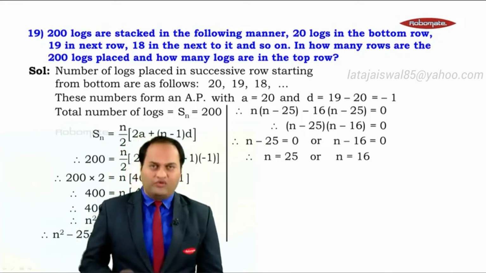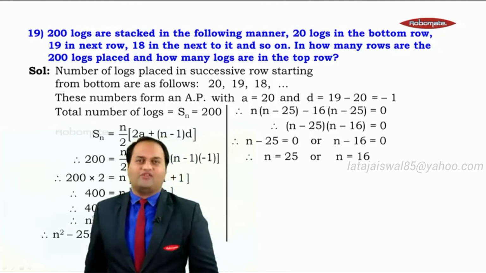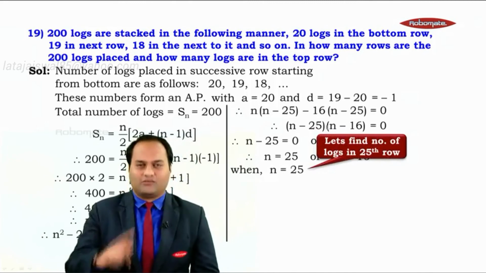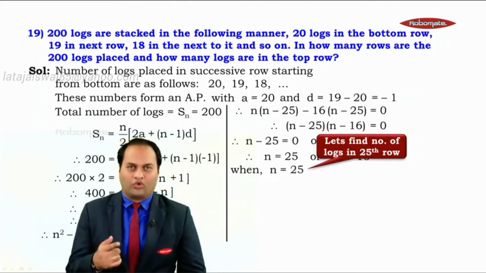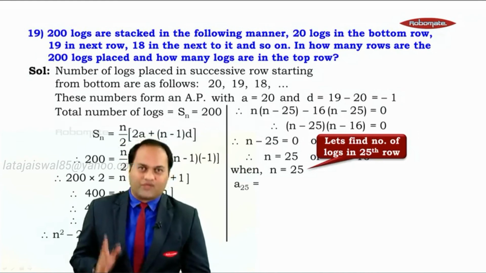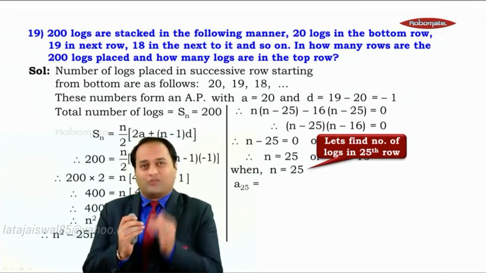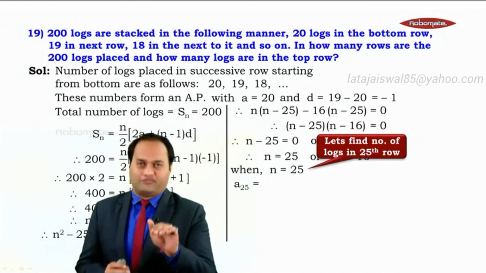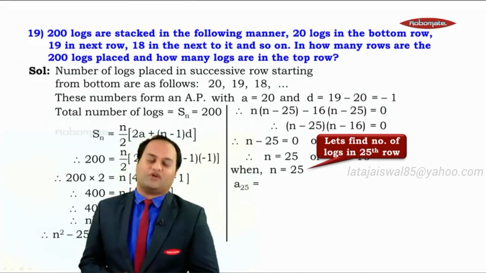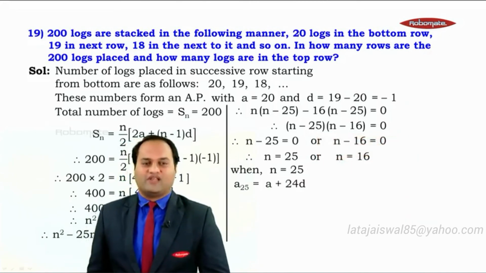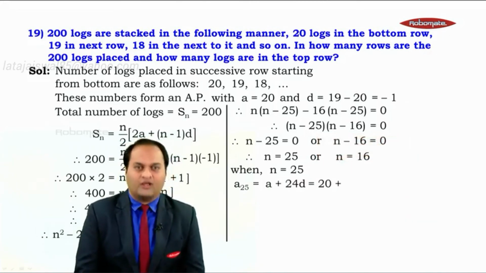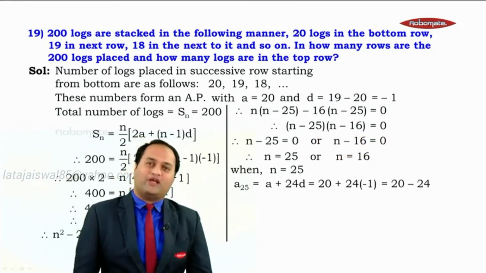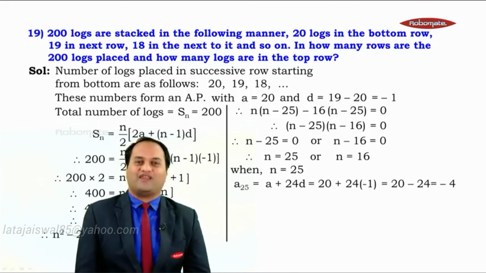To decide that, what we will do is, we will substitute n is equal to 25, that is the number of logs in the 25th row, A25. Because A with a subscript represents the number of logs in a particular row, right? So A25 is the number of logs in the 25th row. So let's find the number of logs in the 25th row. A25 is a plus 24d, right? Which is equal to 20 plus 24 into minus 1, right? Which is 20 minus 24, which is equal to minus 4.